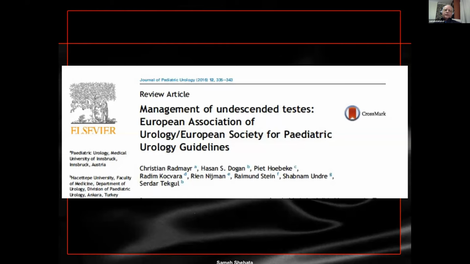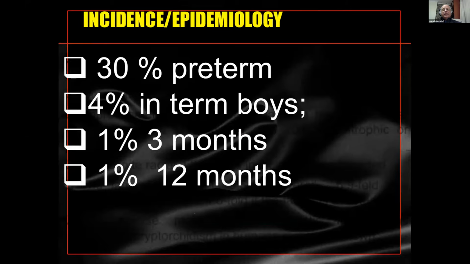So let's talk about the incidence. It's very important to look at this slide to see that it's very high in the preterm, the premature. It is up to 30%. When we come to term boys, it reaches 4%. It goes to 1% at 3 months, and it remains at that level for the rest of life. So at 12 months, it is still 1%.